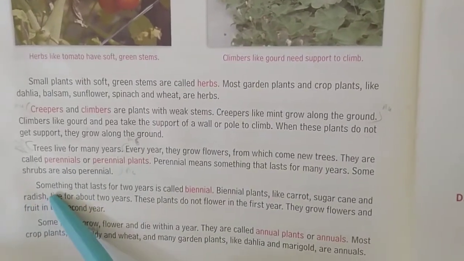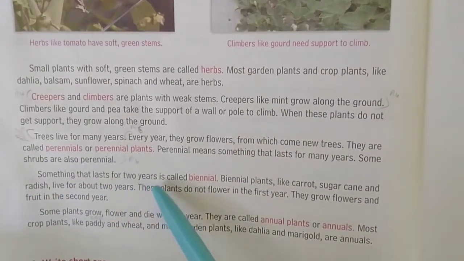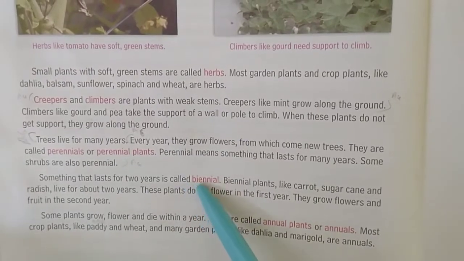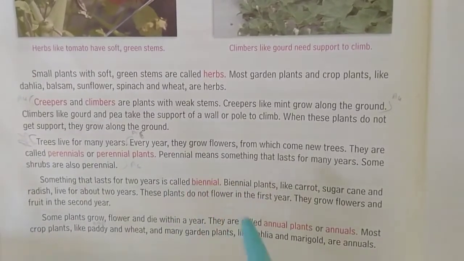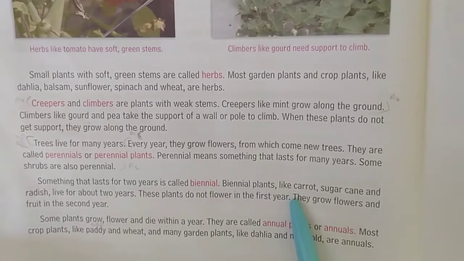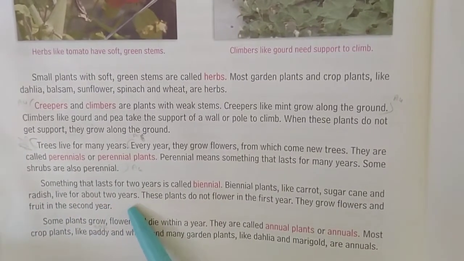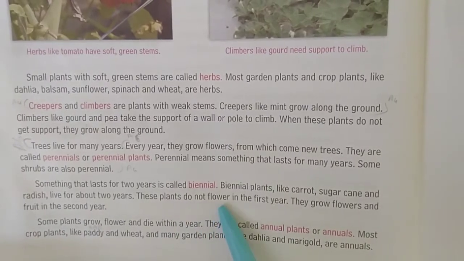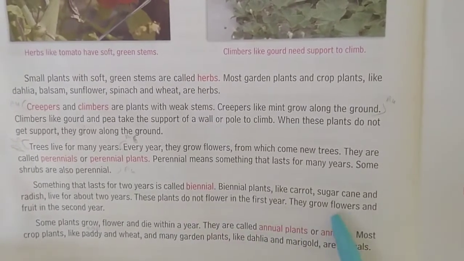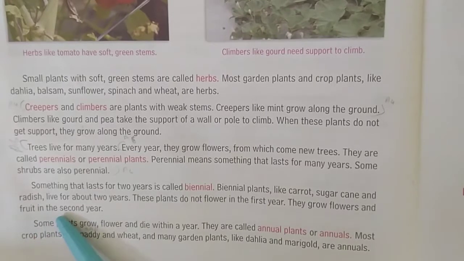Next, something that lasts for 2 years is called biennial. Bi means 2. Biennial plants like carrot, sugarcane and radish live for about 2 years. These plants do not flower in the first year. They grow flowers and fruit in the second year.